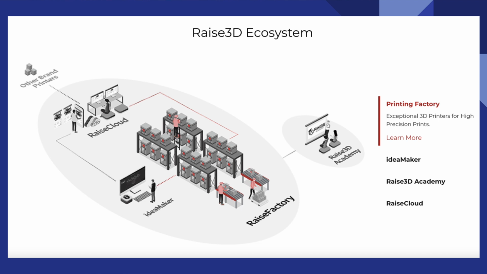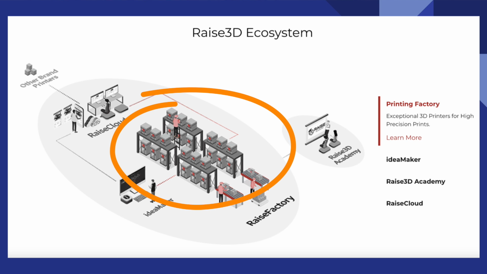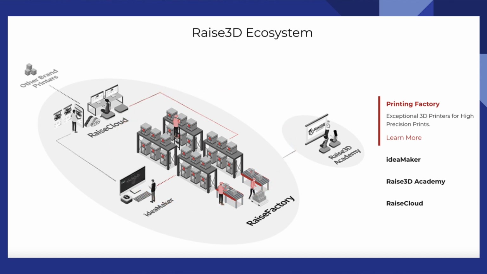Now, to better understand the overall ecosystem that ideaMaker is part of, let's look at this picture together. This is called the Raise3d Ecosystem, and you'll see here it highlights a Raise3d factory. A factory consists of quite a number of 3D printers that are working together. ideaMaker is the slicer that produces the G-code for these printers. But then you upload this G-code to the Raise cloud. And in the Raise cloud, it schedules these jobs across printers.